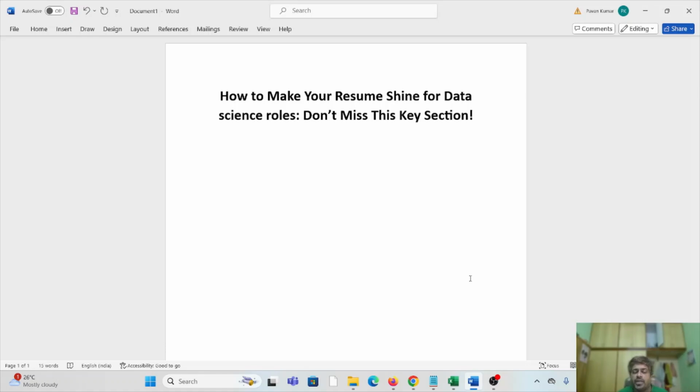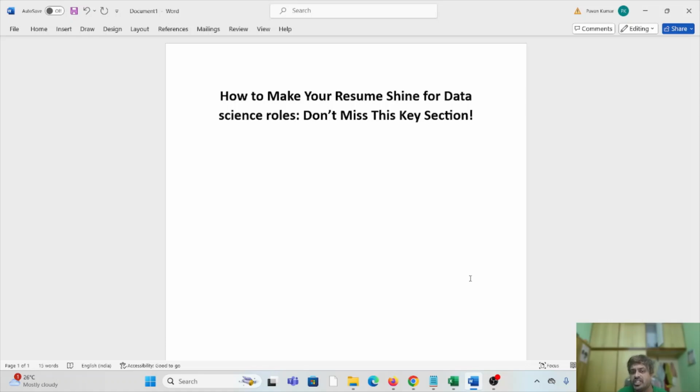Because it's my own experience. Whenever I applied for a data science role, the recruiters directly asked me, what are the projects you have done? Can you just go through your project? Can you explain what things you have done in that particular project? So try to do as many end-to-end projects as possible and never forget to mention them in your resume.